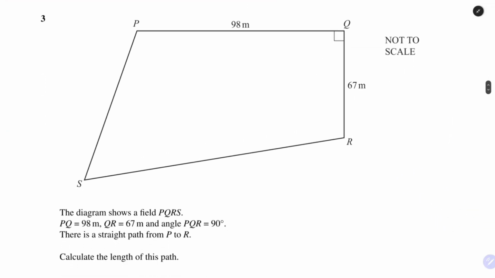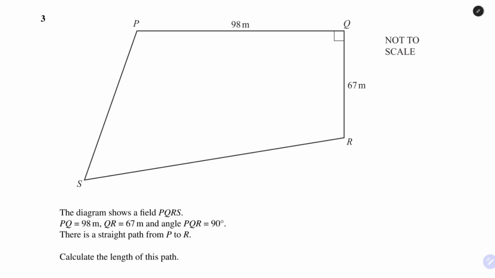Question number 3 is a bit more interesting. Here we have a diagram that shows a field PQRS. PQ is 98 meters, QR is 64 meters, and angle PQR is 90 degrees. There is a straight path from P to R. Calculate the length of this path.